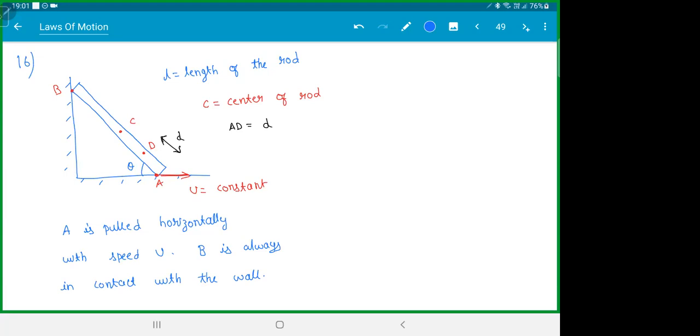Now, what are the questions? First one. This is a standard question. Find VB. Second thing, find the acceleration of B.